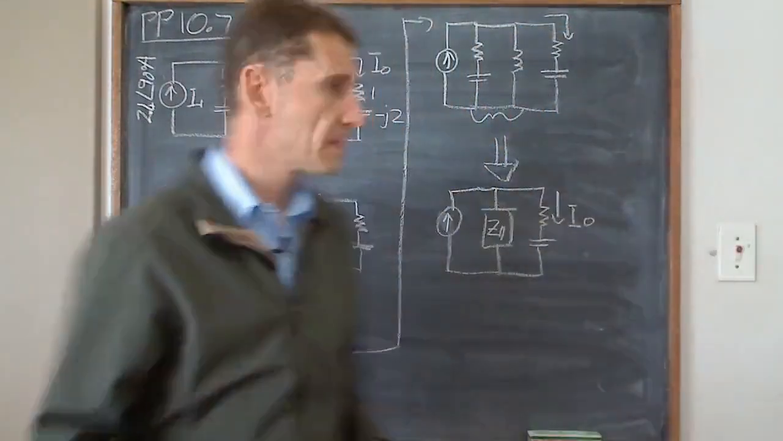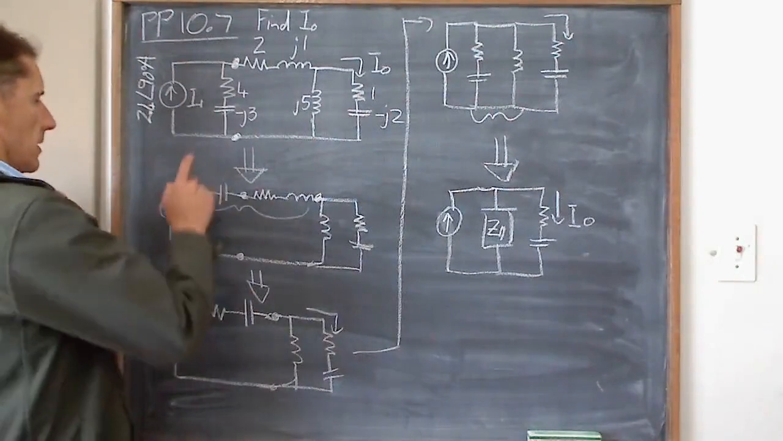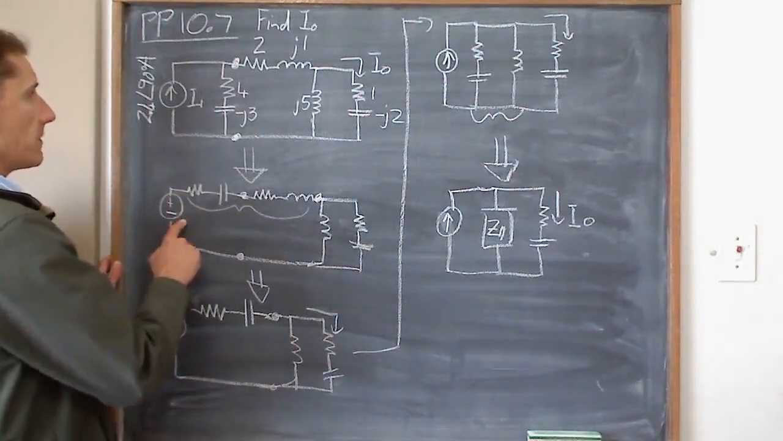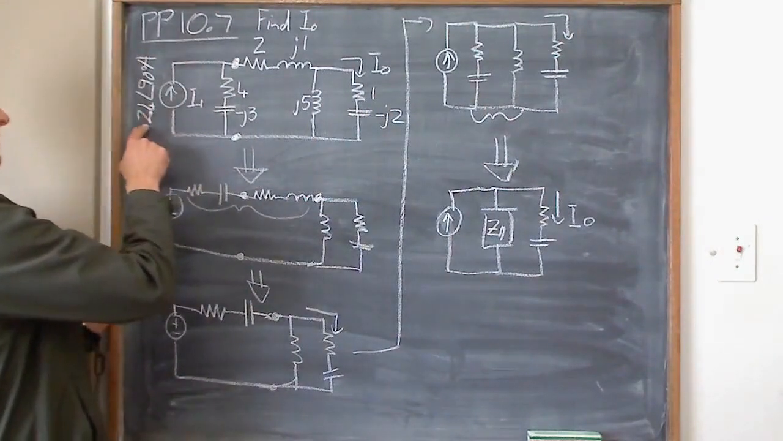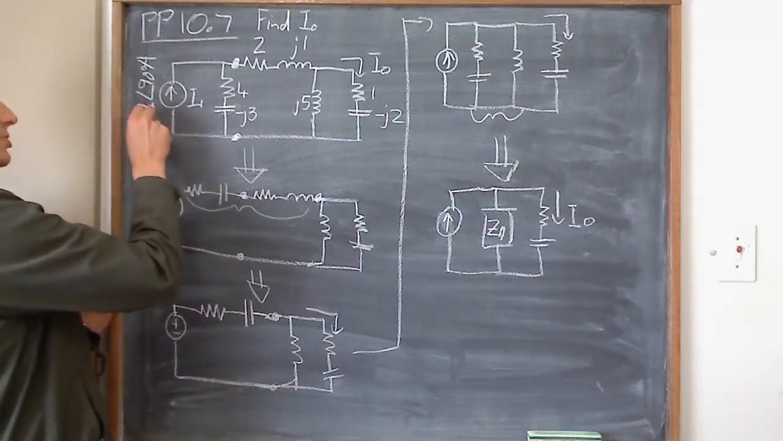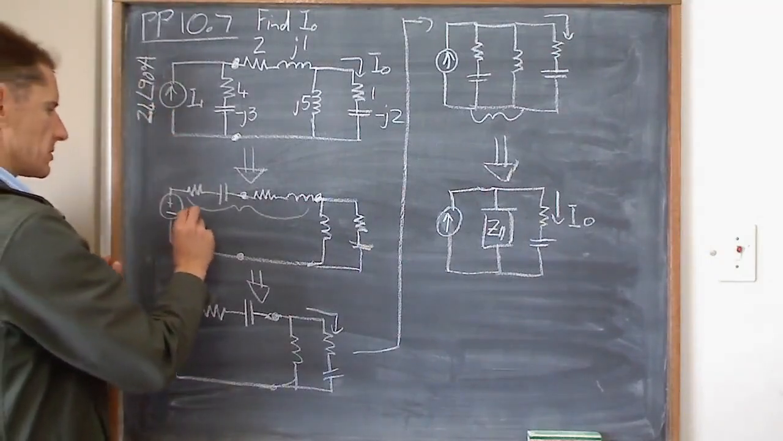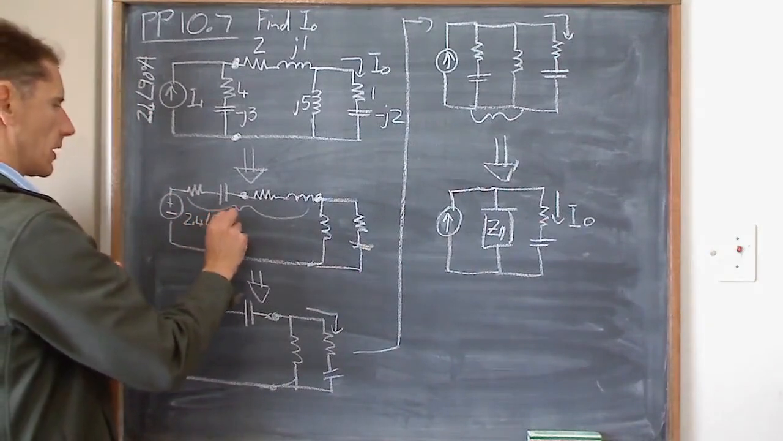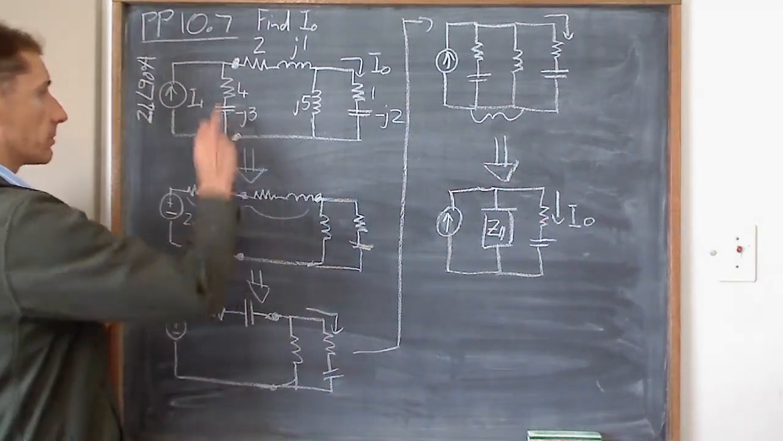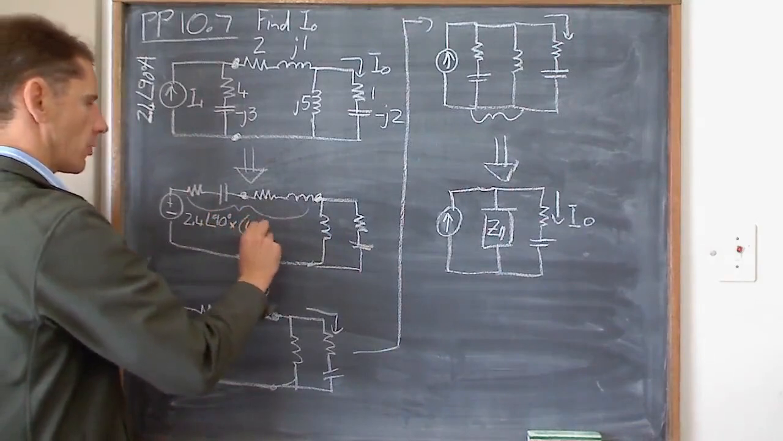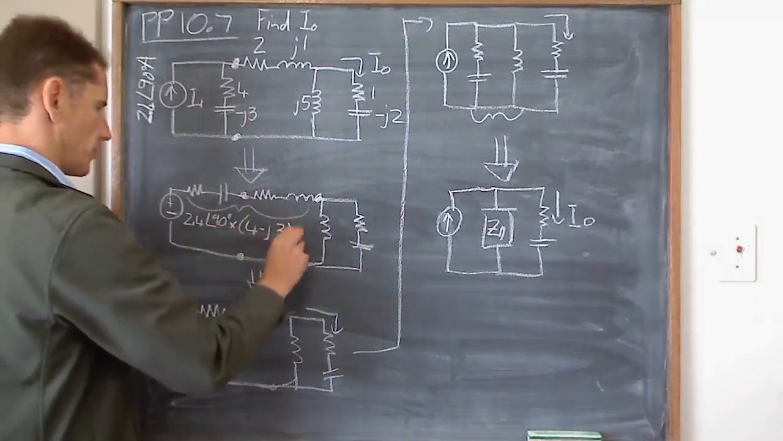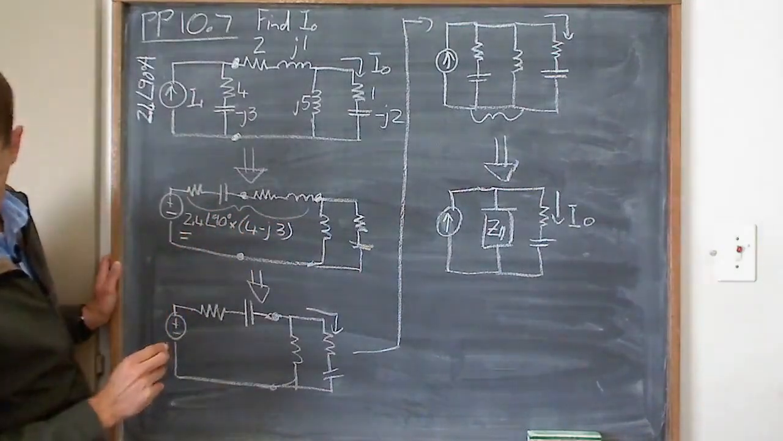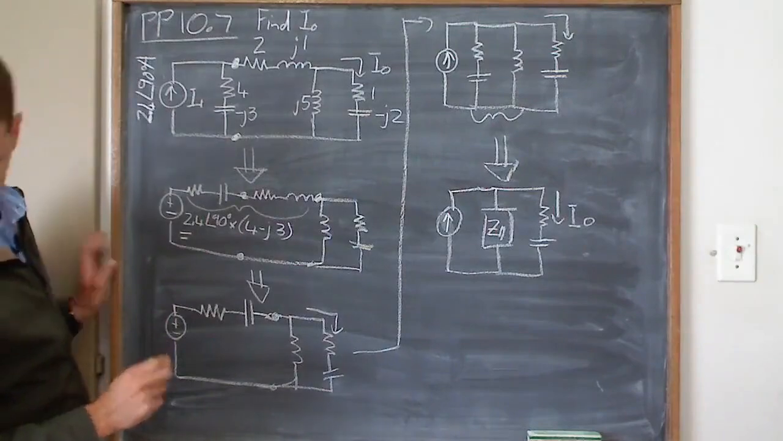So let's quickly run through that. What is this value going to be? Well, I need to take that current, which is 2.4 by the way. So this is 2.4 angle 90 degrees multiplied with the 4 minus j3. So this gives me how much? 12.